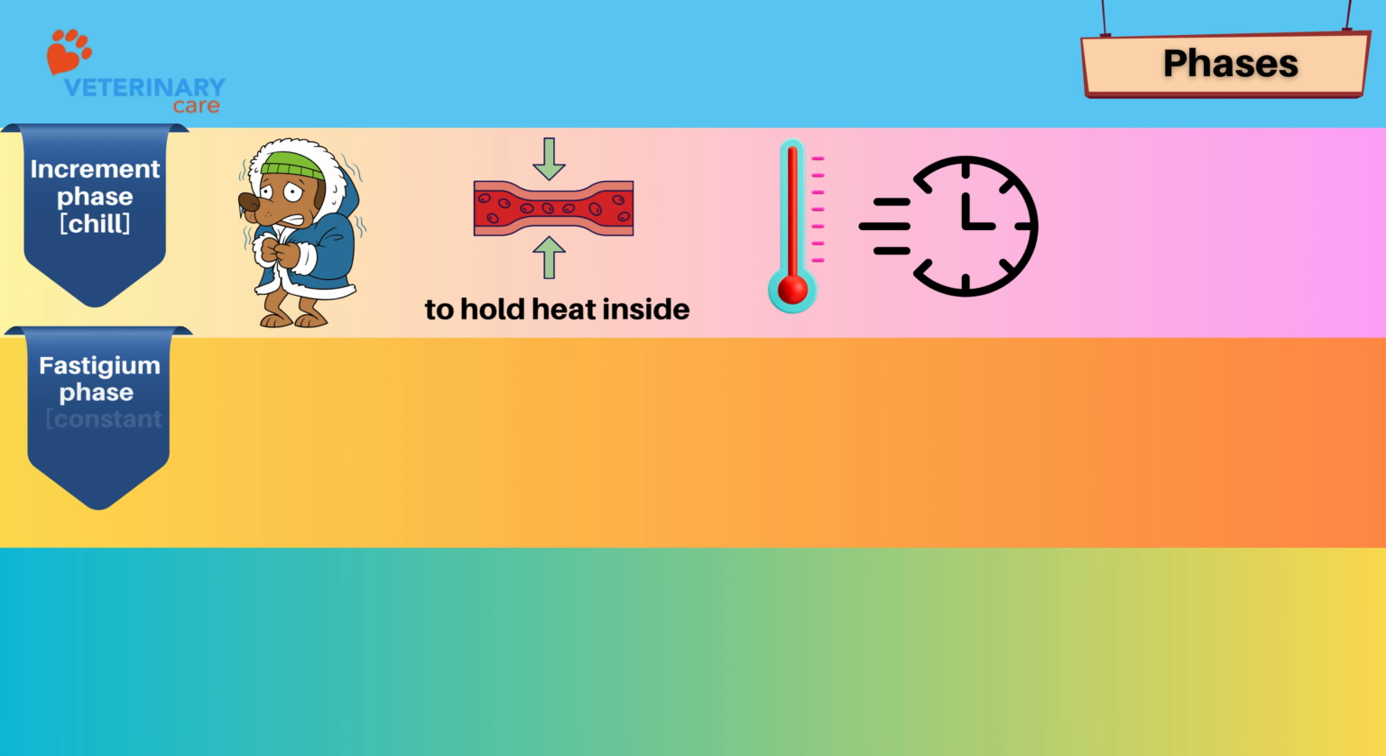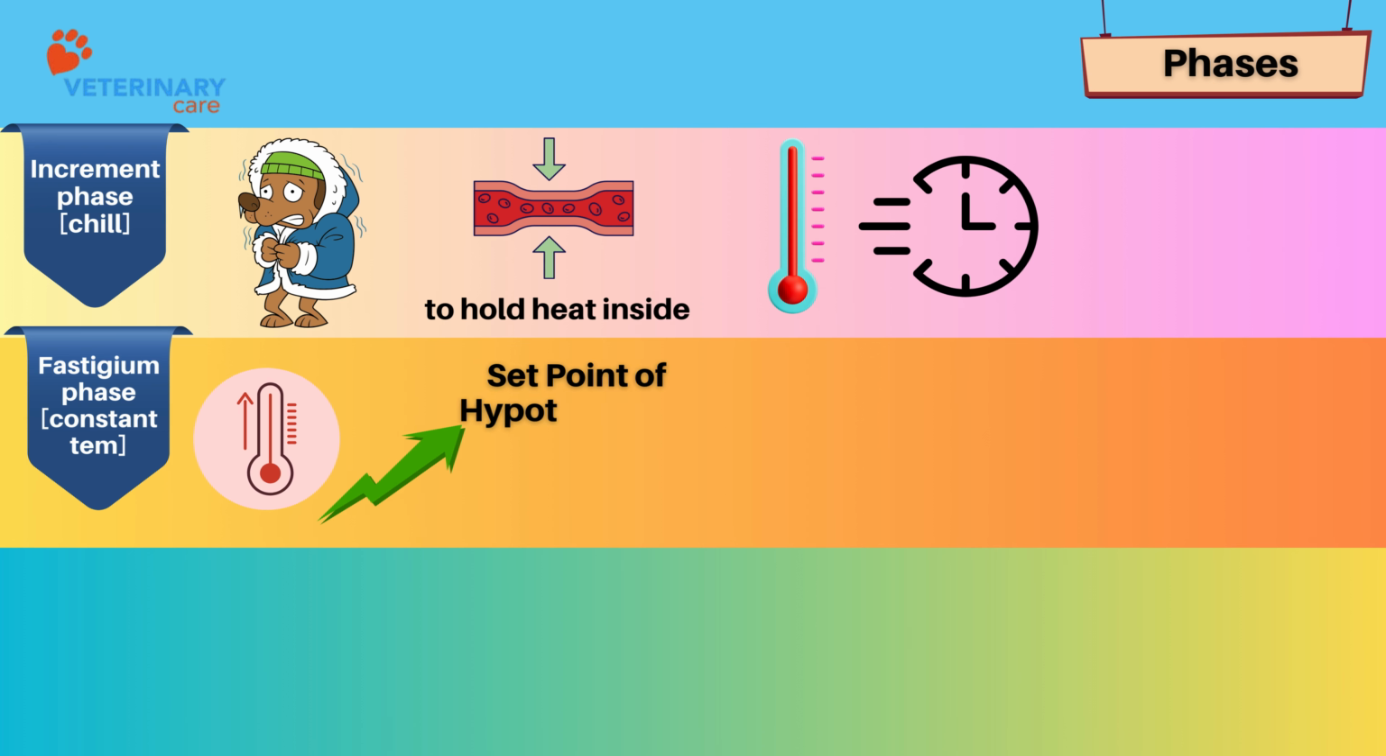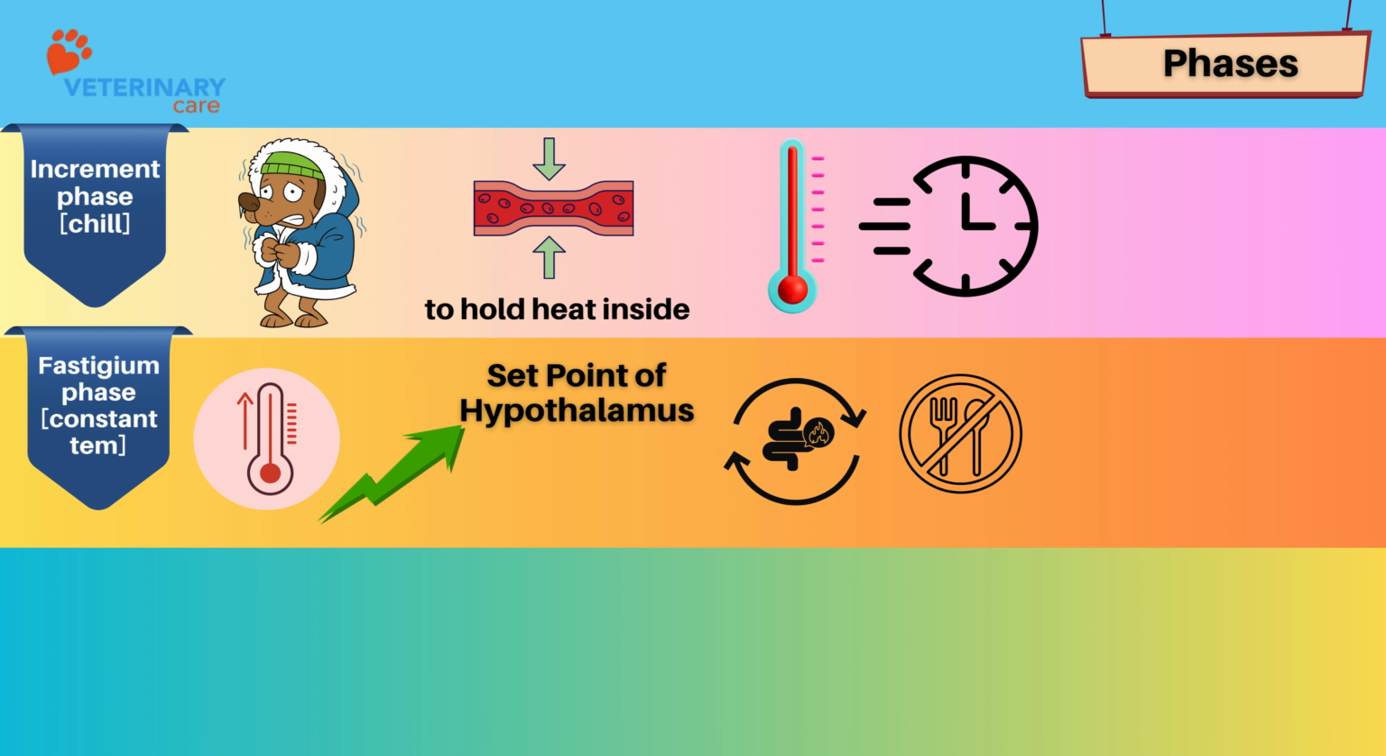Second, vestigium phase, constant temperature, this is the stage where temperature remains high. The body adjusts to this higher temperature. Metabolism speeds up, animals may eat less, and in animals like cows and sheep, ruminants, stomach movement can slow down.